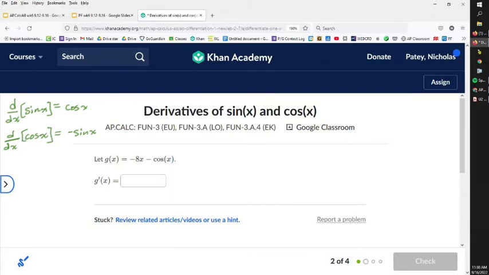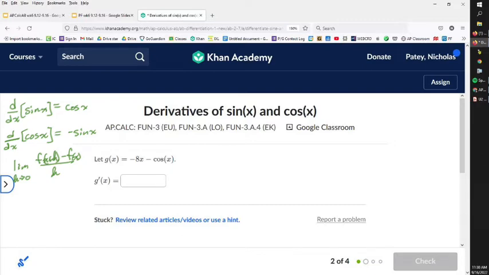And what I do is I simply use the definition of the derivative as h is approaching 0. I have h on the bottom. On the top, we have f of x plus h and f of x.